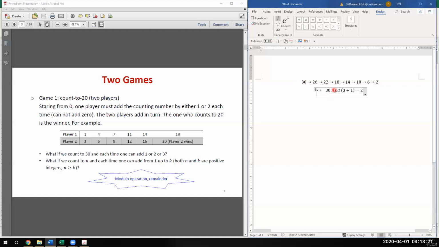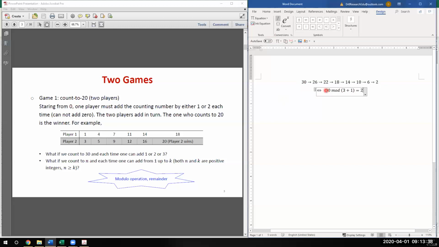Have you learned this operation? I actually don't know how to read this. Modulo, is it English? Sounds like French. Operation. Do you know this one? This means what? The remainder.